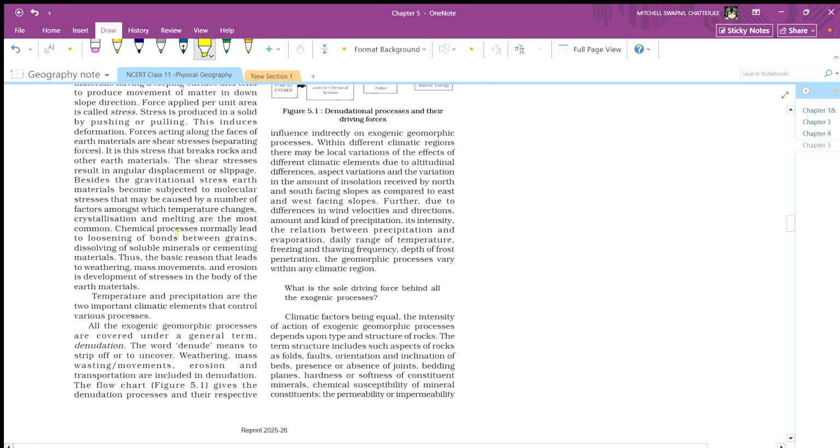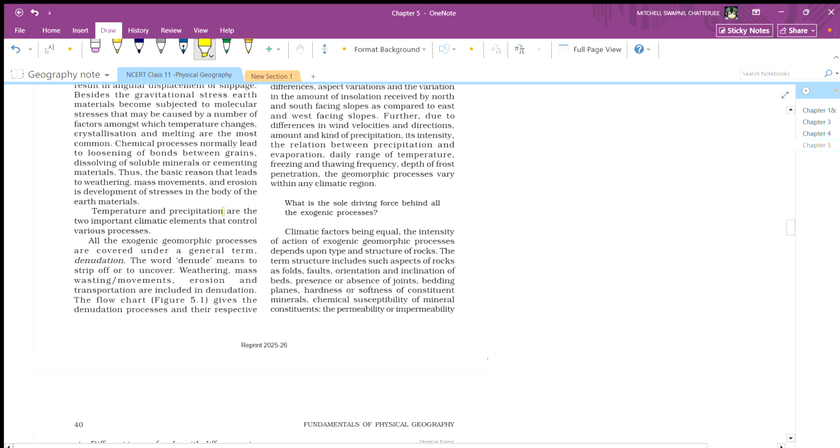Chemical processes normally lead to loosening of bonds between the grains, dissolving soluble minerals and cementing materials; these are basic reasons that lead to weathering, mass movement, erosion and development. Let's leave it. Temperature and precipitation are two important climatic elements that control various processes. So this also comes under exogenic process, like agents. Temperature is also one of the agents for exogenic process, and precipitation is also.